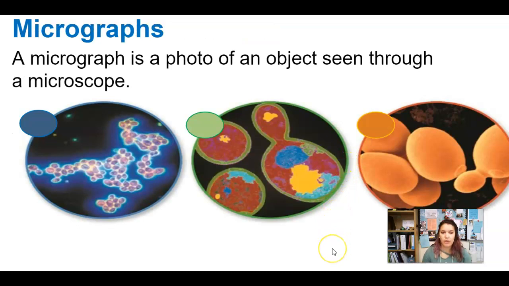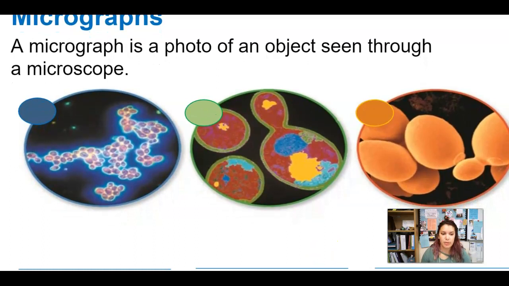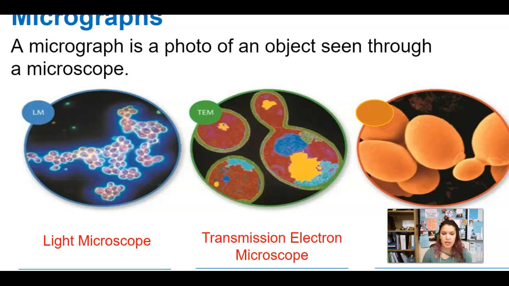If you look at these 3 images, one is a compound light microscope, which is the one we typically use in a biology class like yours. This would be an image through a light microscope, and these are all yeast cells, by the way. This is a transmission electron microscope and what the image would look like. And then the scanning electron microscope.